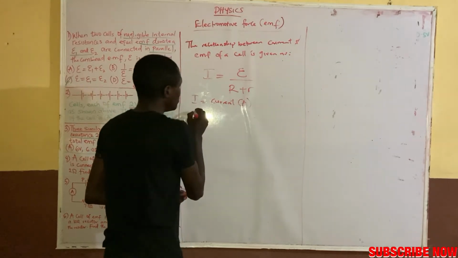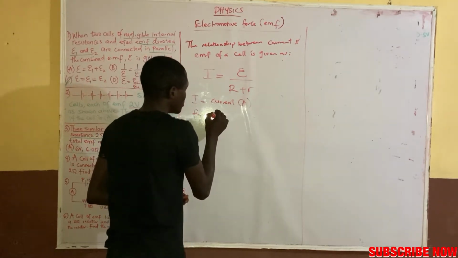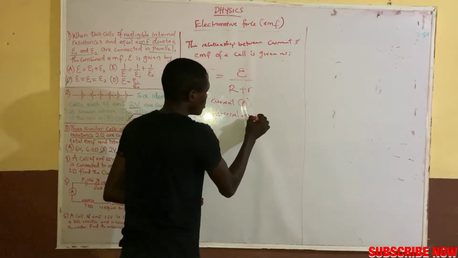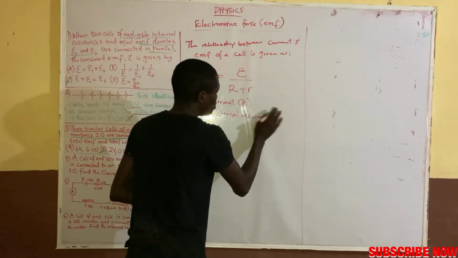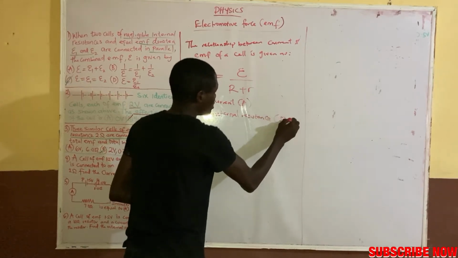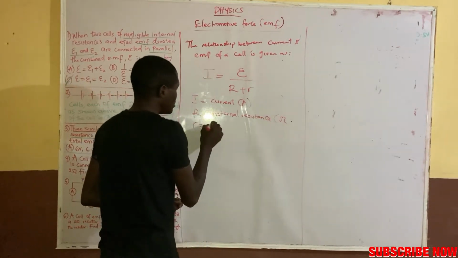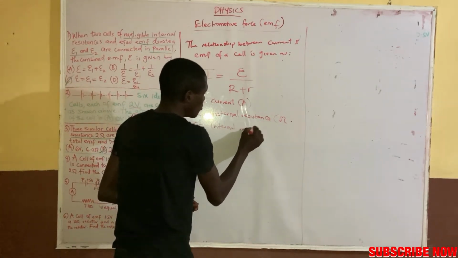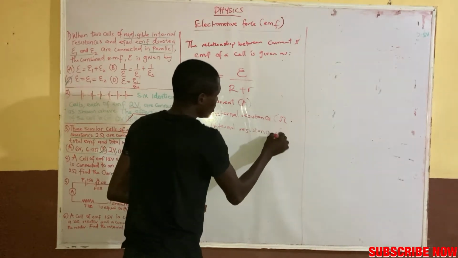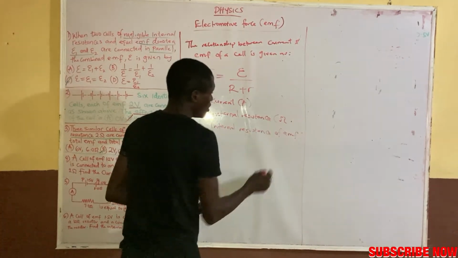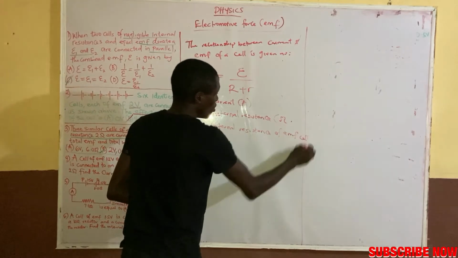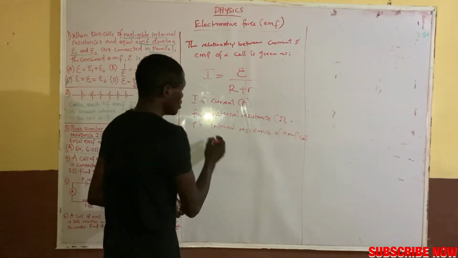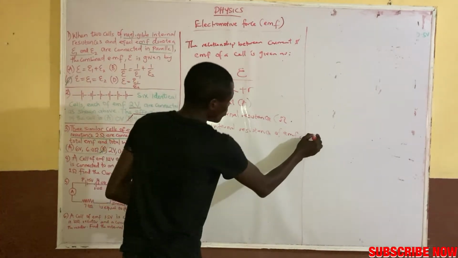The capital R is the external resistance, measured in ohms. And the small r is the internal resistance of the EMF cell or source, which is also measured in ohms.